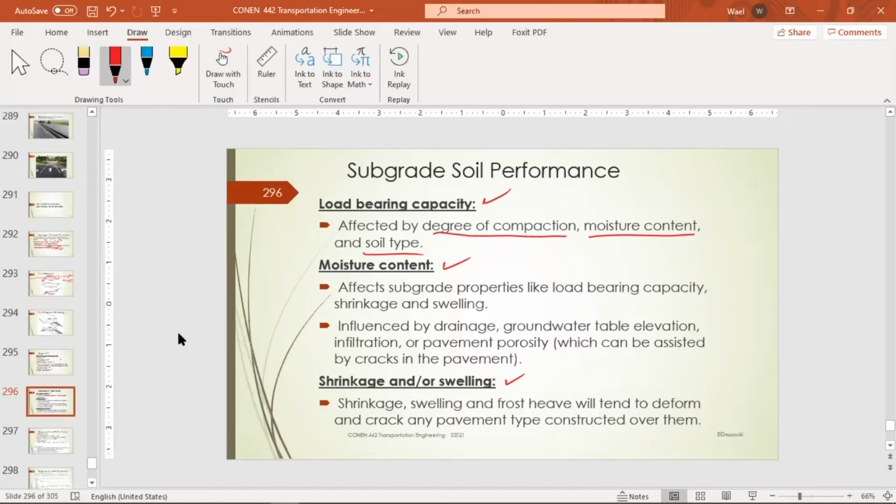Shrinkage, swelling, and frost heaving will tend to deform and crack any pavement type constructed over them. Again, if we have shrinking soil or swelling soil, both with snow and frost, it will cause swelling, and it will simply damage your pavement, regardless of whether it's a rigid pavement or flexible pavement.